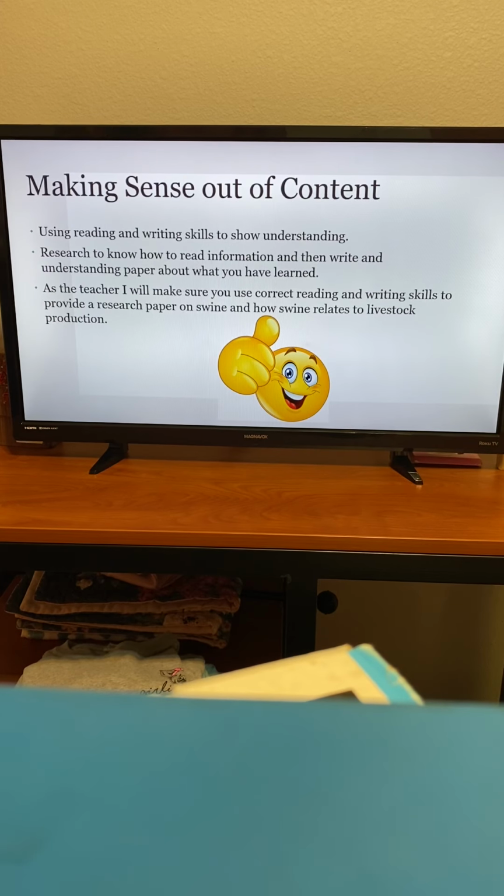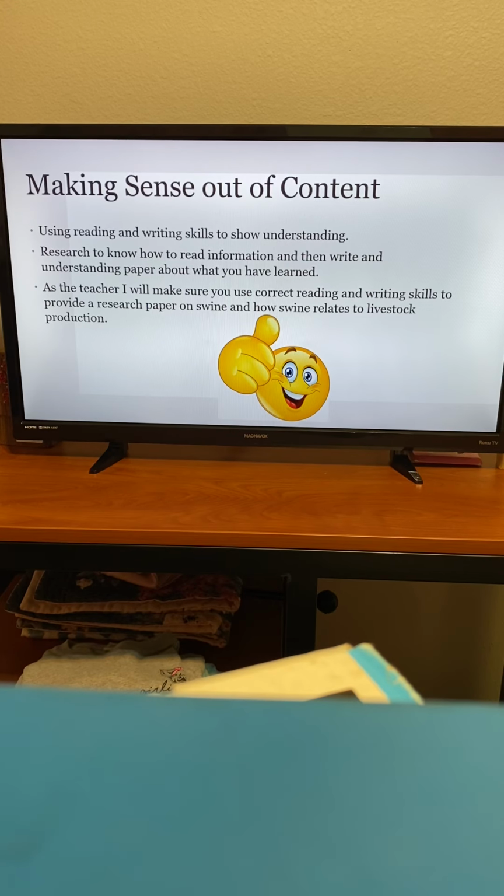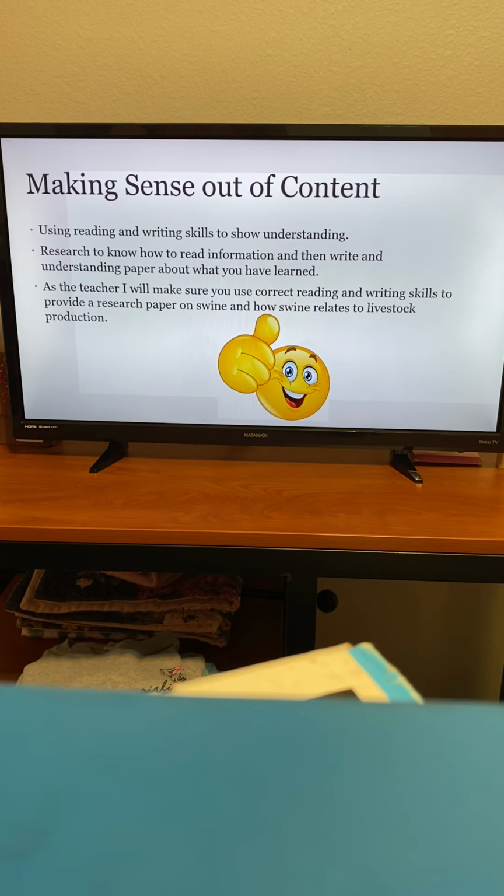Lastly, making sense out of content. This is using reading and writing skills to understand livestock production. As a teacher, it is my job to teach content about livestock production, but when in my classroom, the skills that you have learned about reading and writing will not go away. They will be applied to livestock production and even in your everyday life.